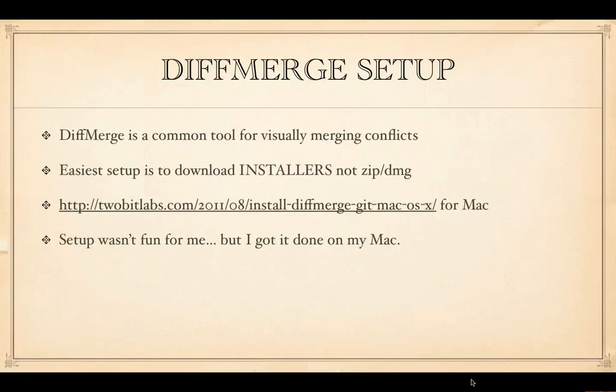We'll talk about DiffMerge. DiffMerge is a common tool for visually merging conflicts. The easiest setup is to download the installer, not the zip or the disk image. That was my experience. I would look at this URL if you're on Mac. It helped me tremendously. This wasn't fun for me to set up. I got it done on my Mac. I didn't spend a lot of time trying to get it done on the PC.